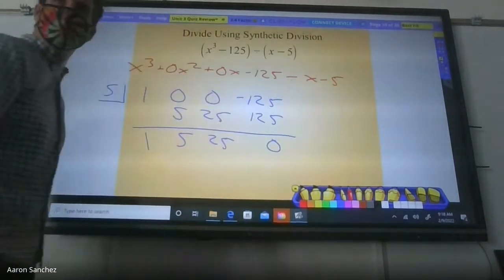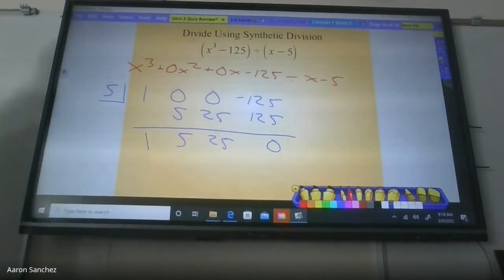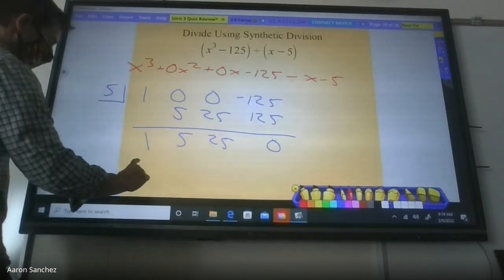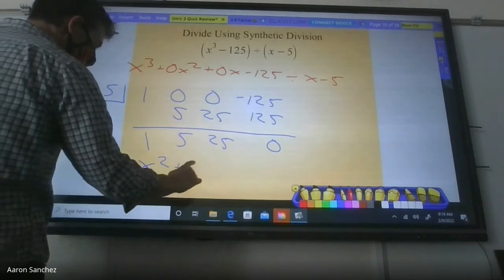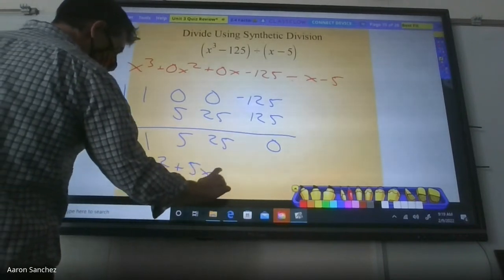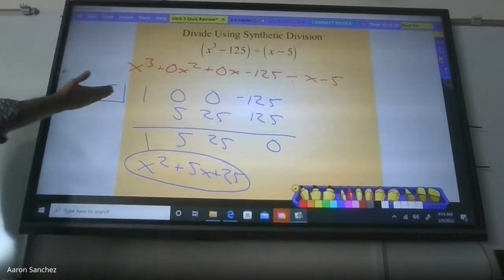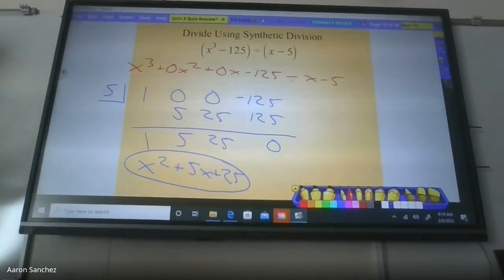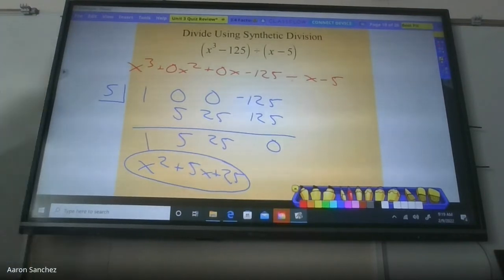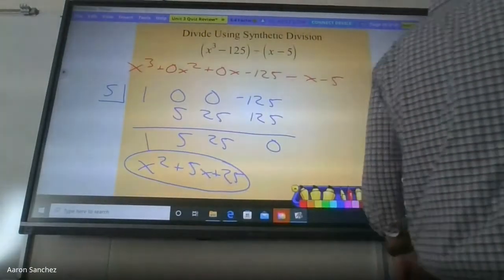You guys excited? You got that 0 there? Then instead of x cubed, now I could bring it down a notch. X squared plus 5x plus 25. This is going to be very important for synthetic division. You're going to have these bigger problems, and you're going to rather do synthetic division than long division when we get back from break. Trust me.